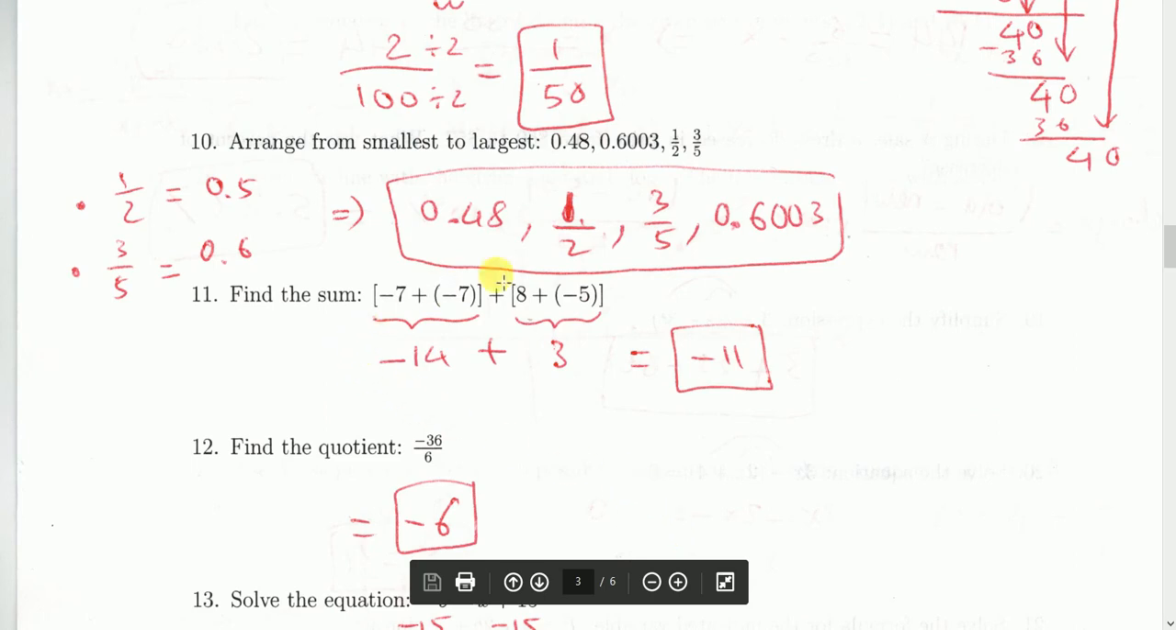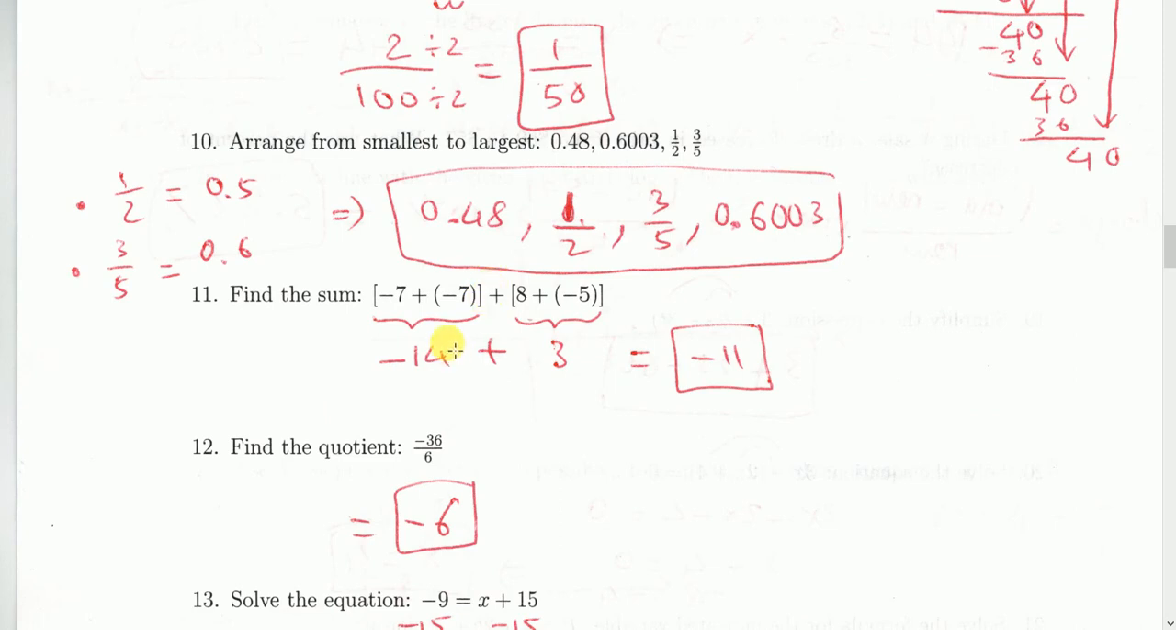Alright, find a sum. Remember, the order of operations says that we have to do the calculation inside the brackets or parentheses before anything else. So we have two brackets. Let's solve inside them first. -7 plus another -7. Imagine you are owing someone $7. Now you owe another $7. So adding them together should be -14.